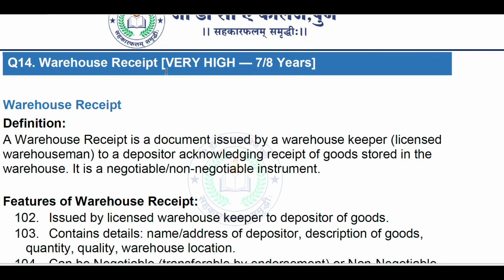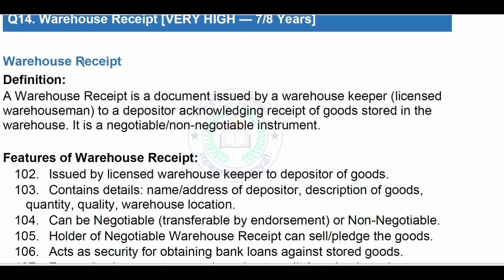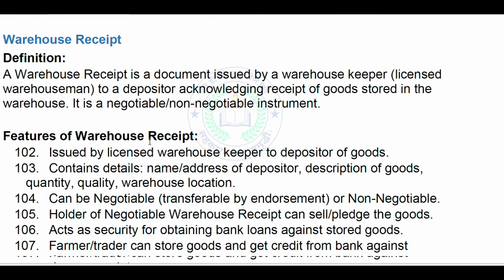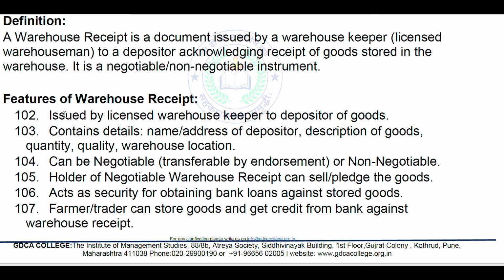Question number 14, warehouse receipt. If this question comes, what you have to write: the definition, introduction, or meaning. A warehouse receipt is a document used by a warehouse keeper, a licensed warehouseman we can say, to a depositor acknowledging receipt of goods stored in the warehouse. It is a negotiable or non-negotiable instrument, so it depends. What are the features of warehouse receipts?